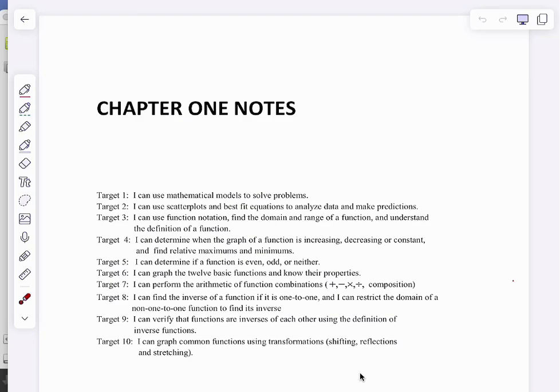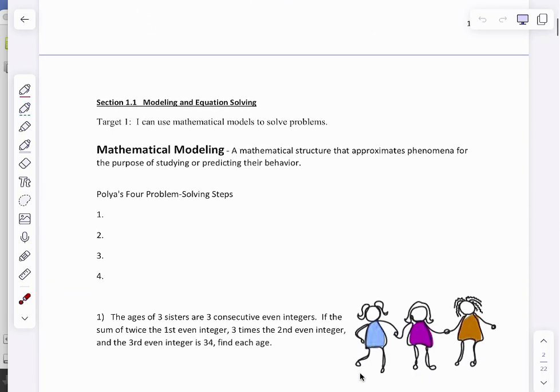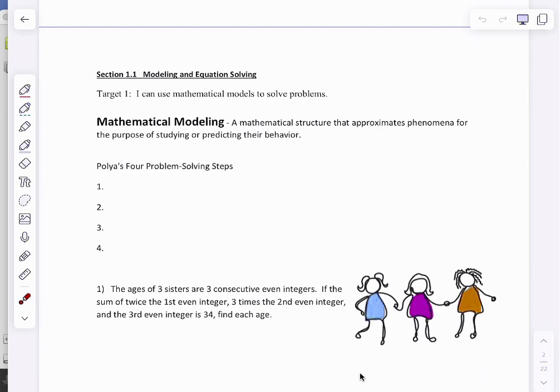So chapter one is primarily about functions. The beginning part of the notes is about problem solving in general, and scatter plots and best fit equations. So the first target is very general. I can use mathematical models to solve problems.